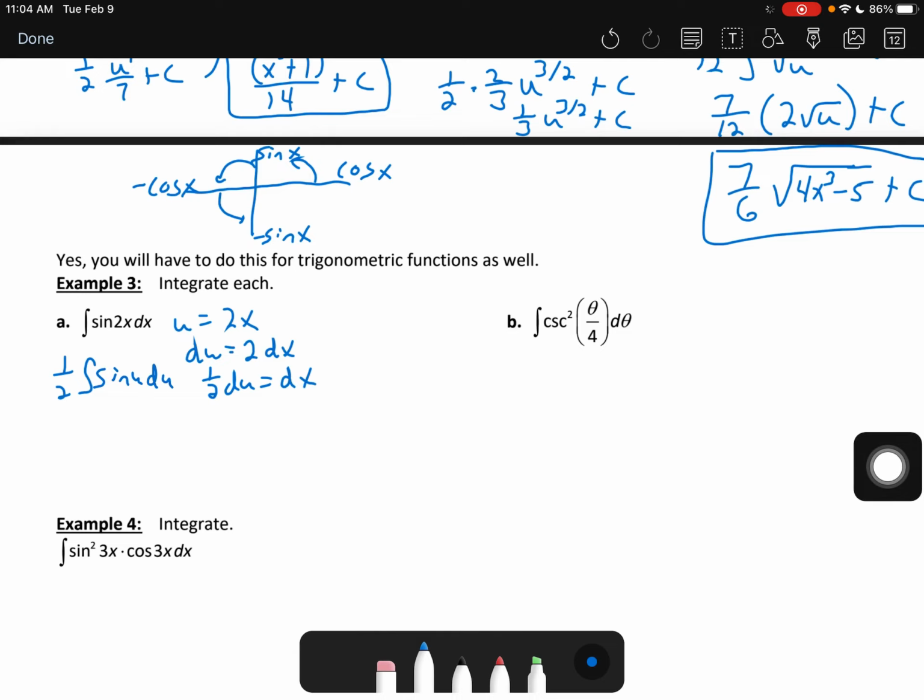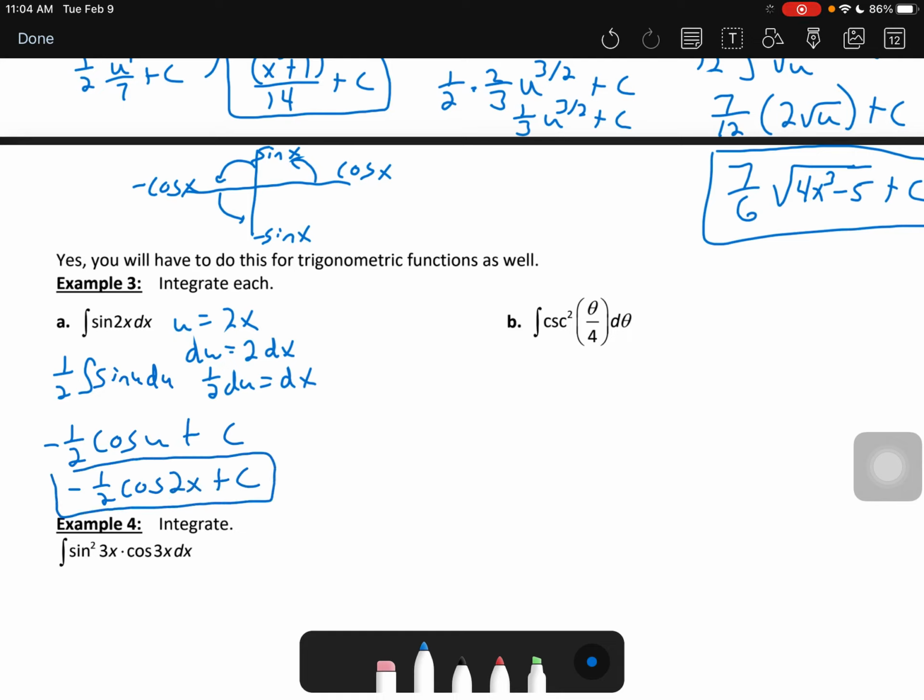Okay, so the antiderivative of sine is negative cosine. So now I've got the negative, I'm just going to put it there, and I've got cosine of u plus c, and then the u I can substitute back for as 2x, and then that's it. Okay, so the one thing that we had to worry about was the fact that there was a 2x there, and that caused me to need to put a 1/2 in front, and I like to demonstrate that with the u substitution here.